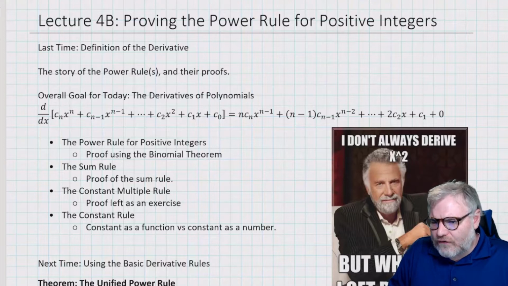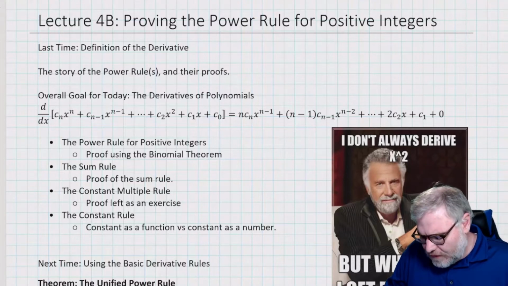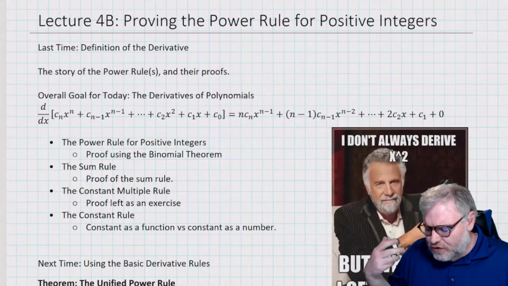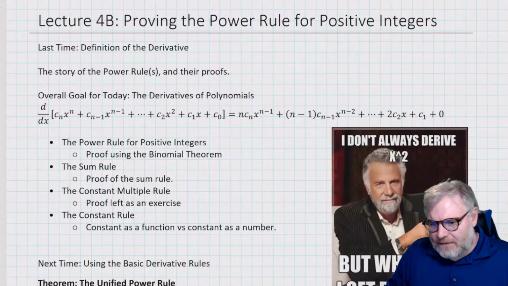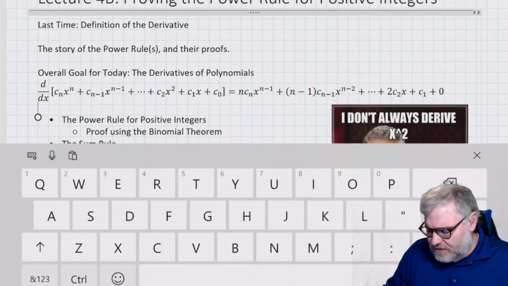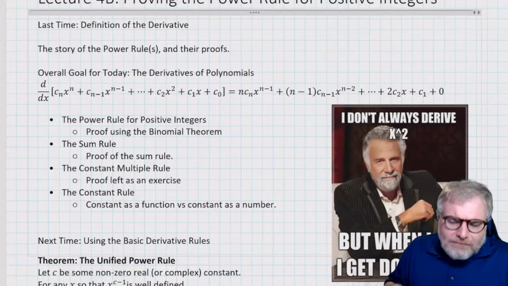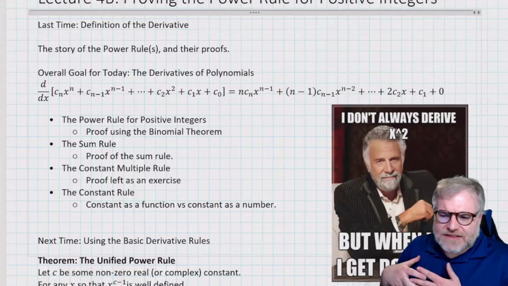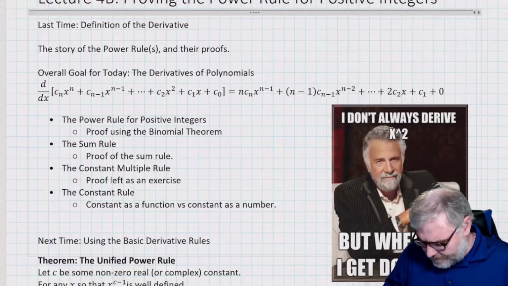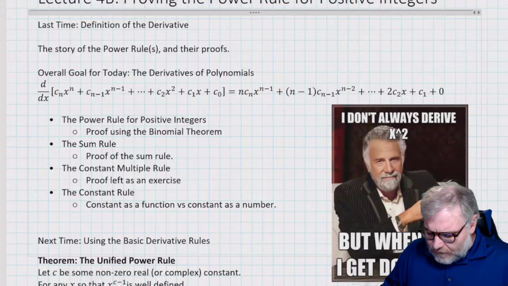But our overall goal for today is to be able to derive polynomials. We want to be able to take this long polynomial and find its derivative without using the definition of the derivative, using some rules. Much like the limit laws, we'll be able to use these things to break things up. Okay, so we want to use the power rule for positive integers.